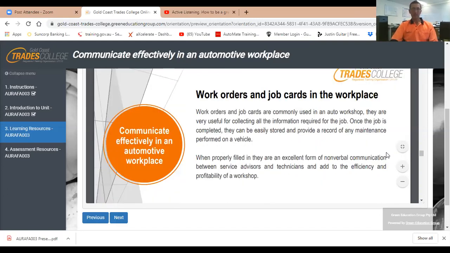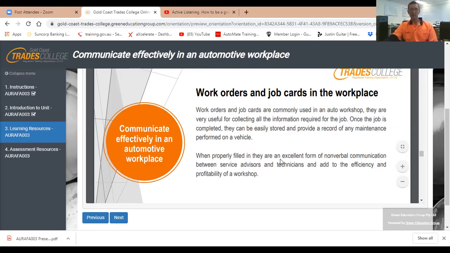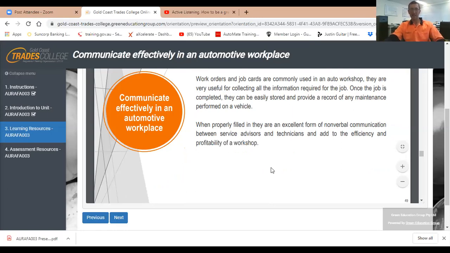A little bit more about work orders and job cards. We've touched on that before, where we were talking about non-verbal communication. Work orders and job cards are commonly used in an auto workshop. They're very useful for collecting all the information required for the job. Once the job's completed, they can be easily stored and provide a record of any maintenance performed on a vehicle. When properly filled in, they're an excellent form of non-verbal communication between service advisors and technicians to add to the efficiency and profitability of a workshop.